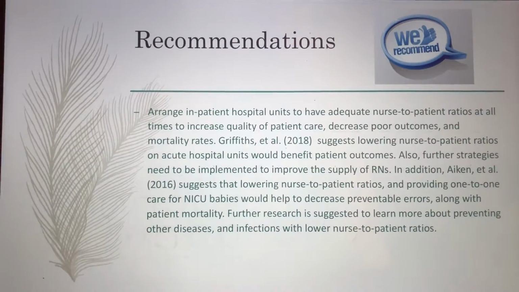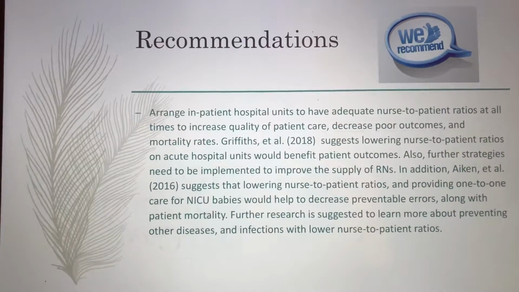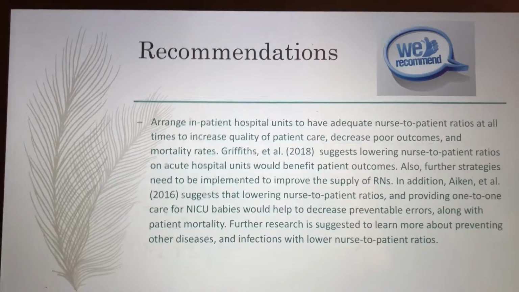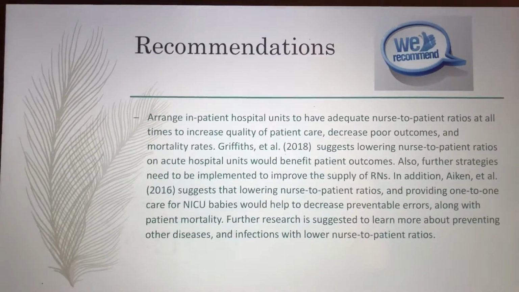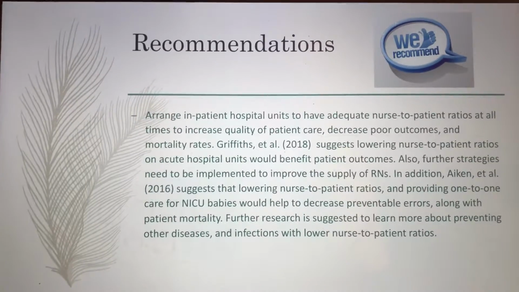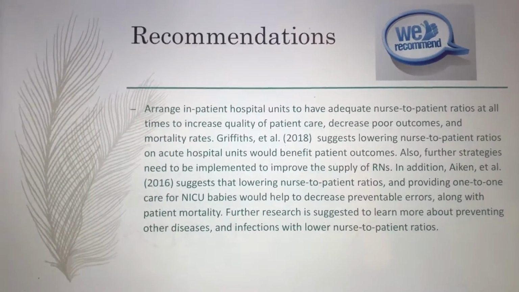And they also found that further research is suggested so they can learn more about preventing other diseases and infections with lower nurse-to-patient ratios, which is something some of my other articles talked about, whereas this one just talked more about the mortality. The other ones also talked about poor outcomes like the pressure ulcers and the bradycardia, stuff like that.